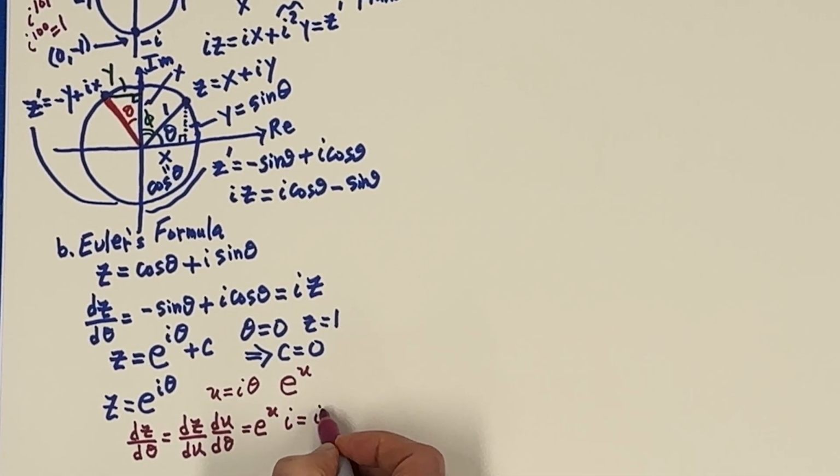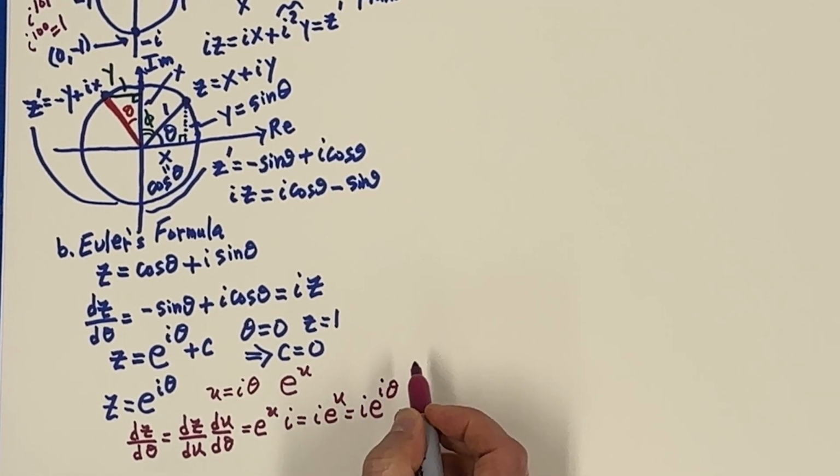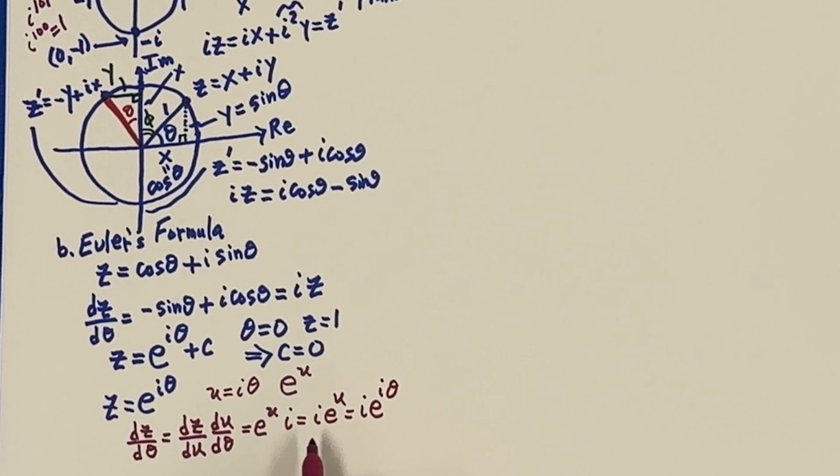So that is i e to the u, and then you would put in for the u i theta, and you would then get this result. So I'd like to show that in detail there this time because we're reviewing things here. So that relationship that we have here is very, very important, and this is Euler's formula.